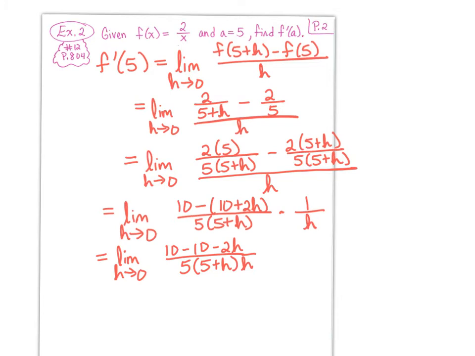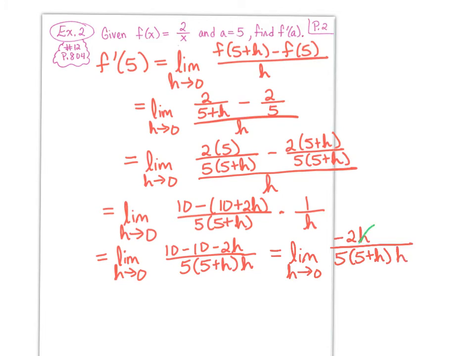10 minus 10 is 0. Good. 10 minus 10 is 0, so you're left with? Good. So that's equal to the limit. Remember, write the limit until you evaluate. The limit as h approaches 0 of negative 2h divided by 5 times 5 plus h times h. What happens now?